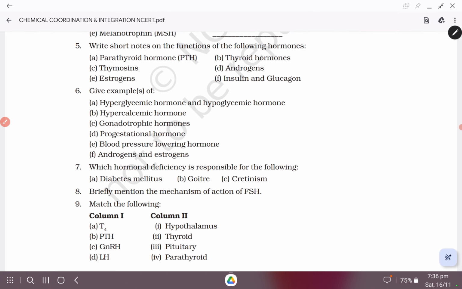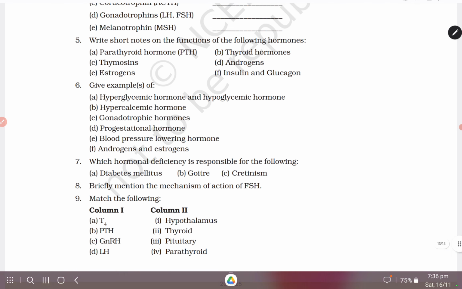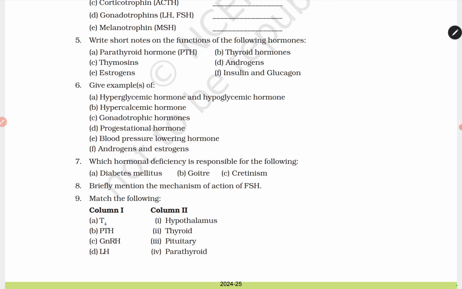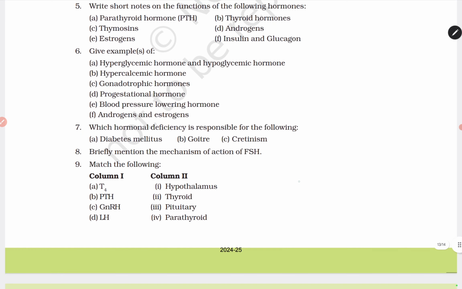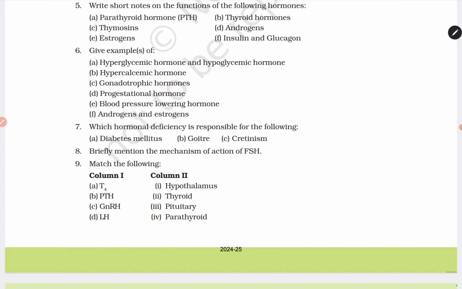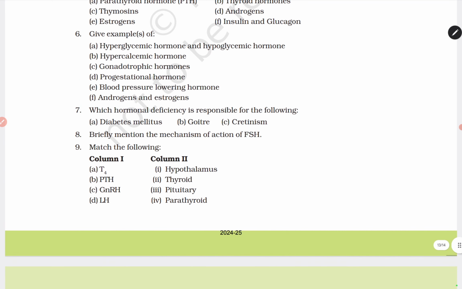Next, which hormone deficiency is responsible for the following? Diabetes mellitus is caused by lack of the hormone insulin. Goitre is caused by lack of thyroxine hormone, and cretinism is caused by lack of thyroid hormone. Next, briefly mention the mechanism of action of FSH. You have to explain the work of FSH, follicle stimulating hormone. And the ninth one, the last one, here you can see matching.